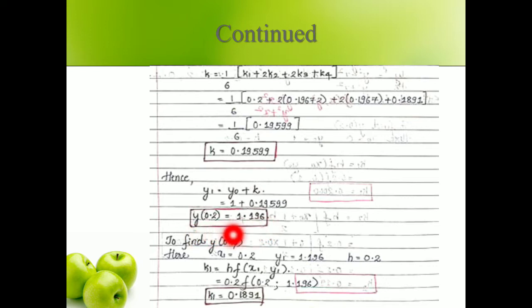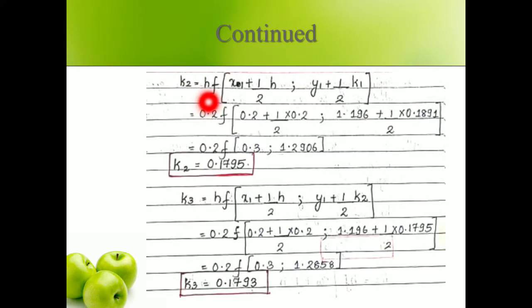Now similarly we have to find y at 0.4. Now your x value will be 0.2 and y value will be 1.196, and h value remains the same, that is 0.2. Find out k1, h of f of x1, y1. So x1 is 0.2, y1 is 1.196. Substitute this in your y dash value. Your k1 value will be 0.1891. Then k2 will be equal to h of f of x1 plus half of h, y1 plus half k1.